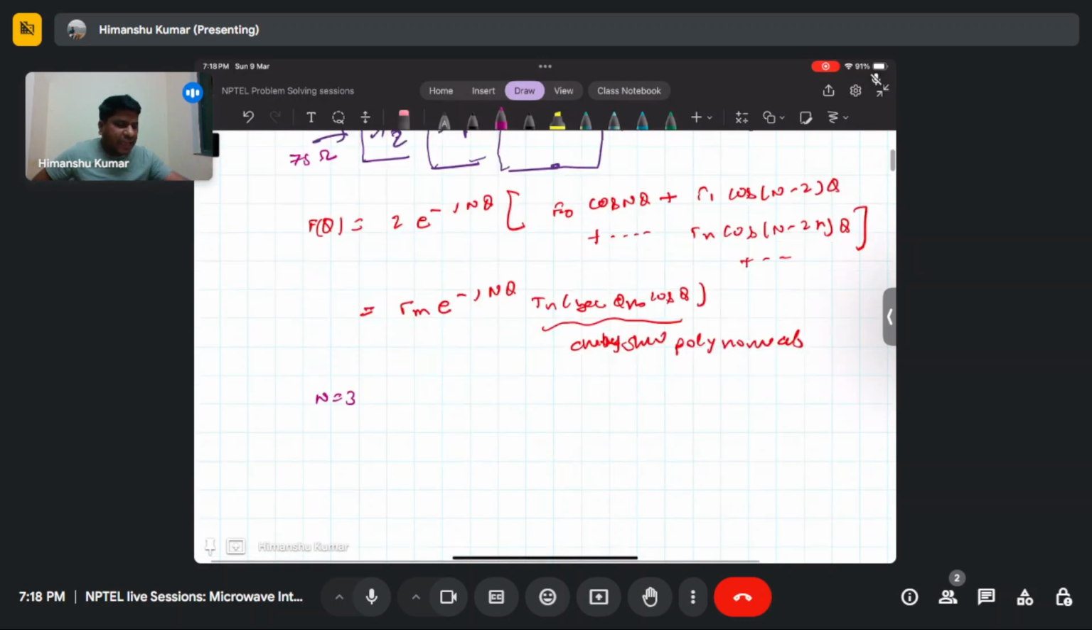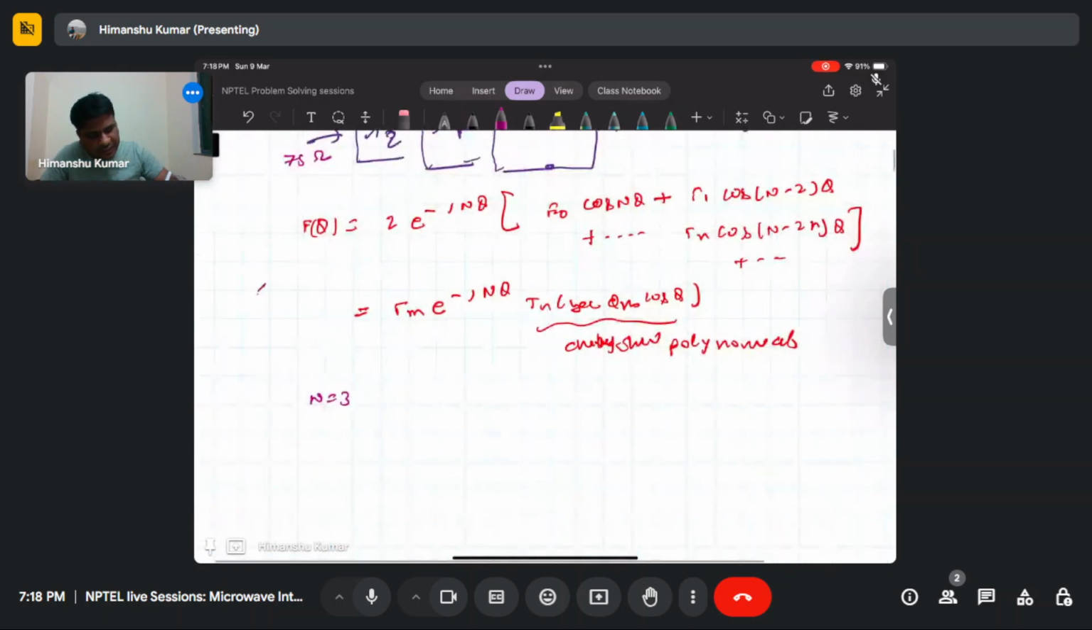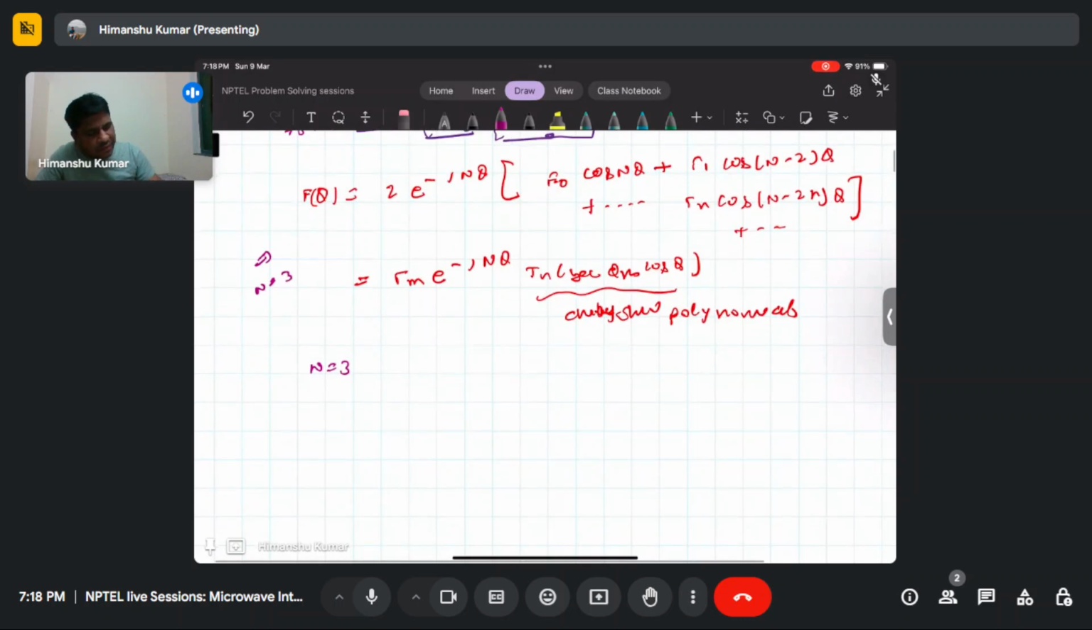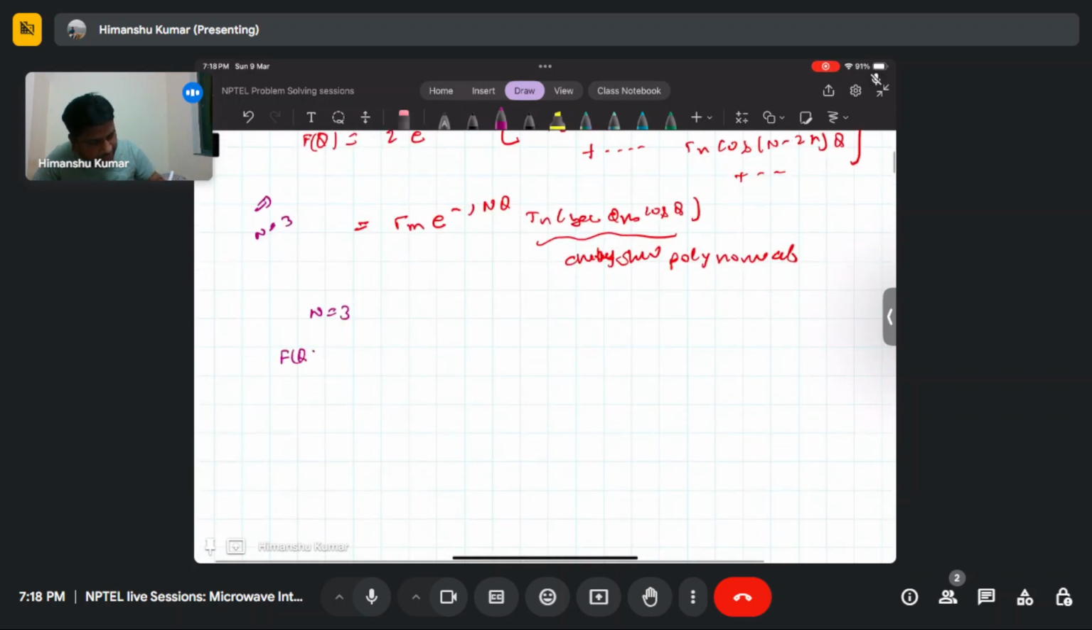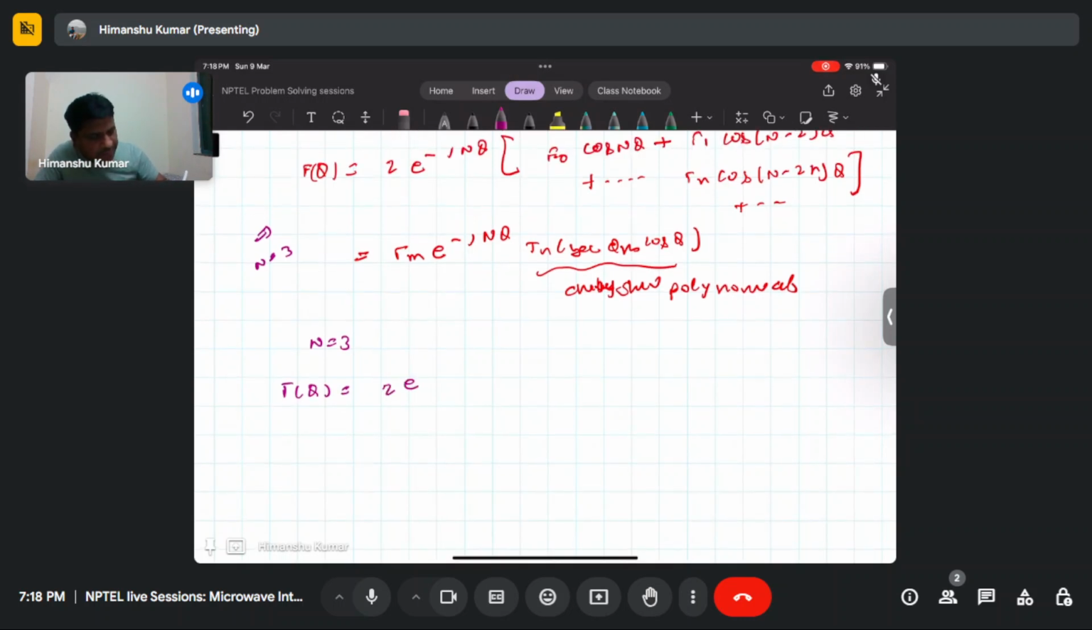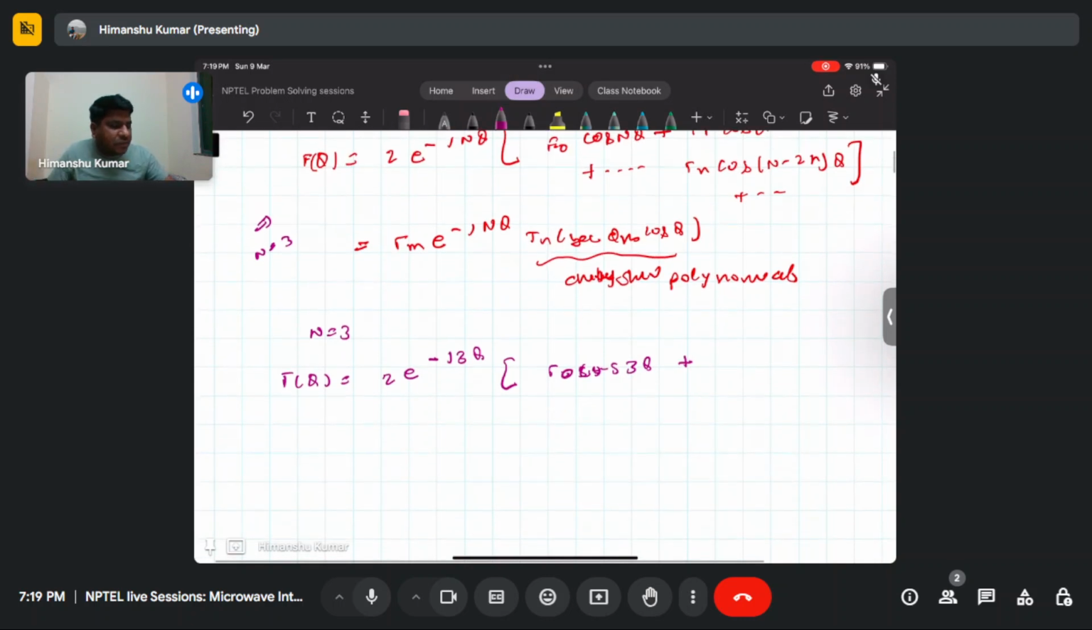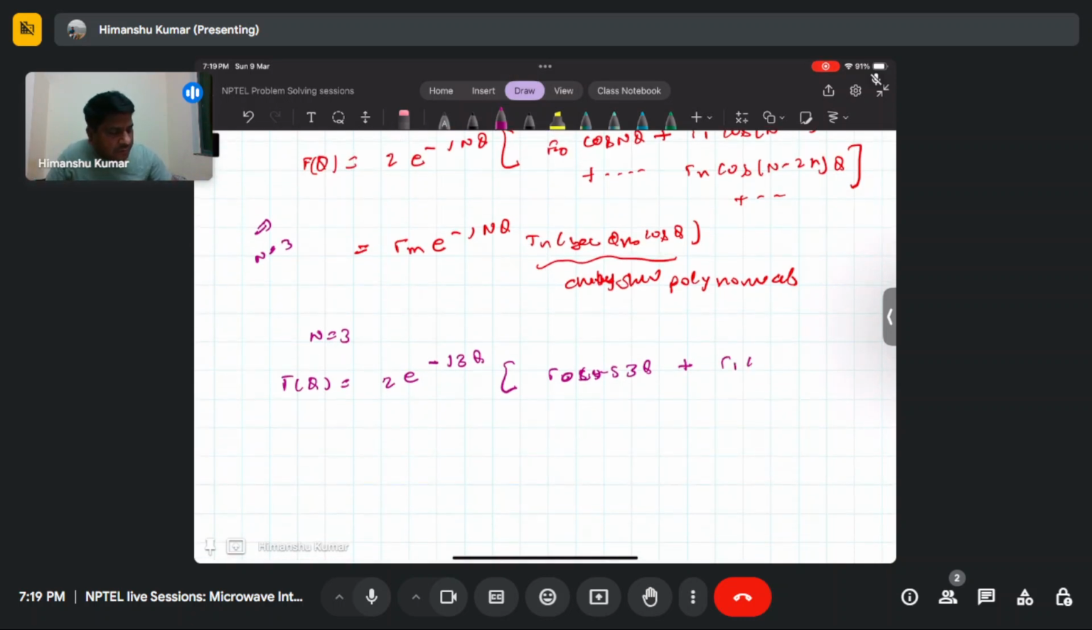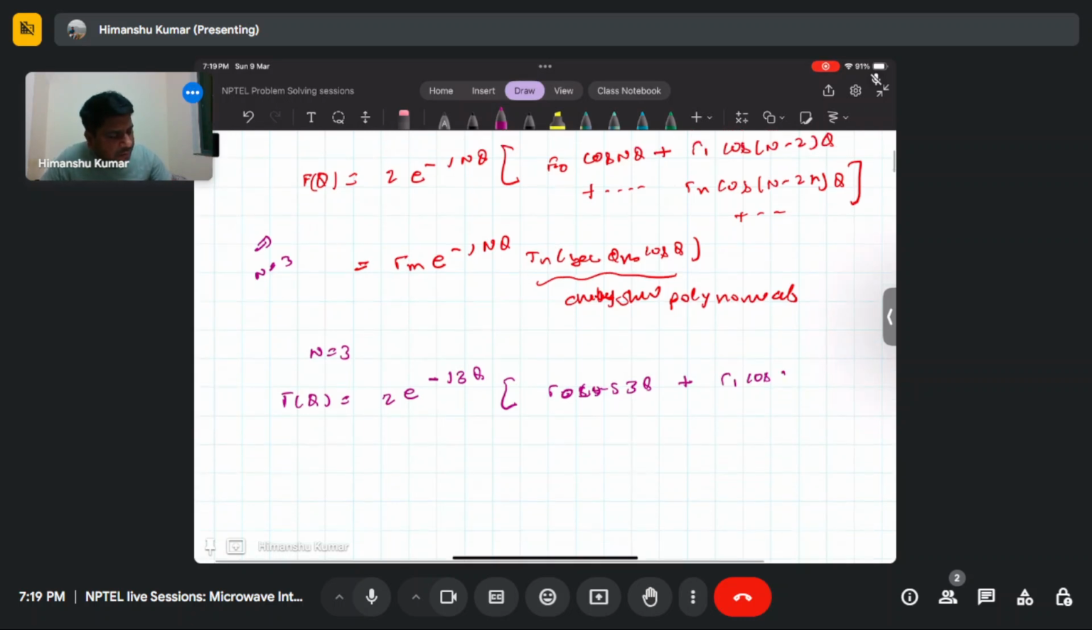For n equals 3, we will put n equals 3 in this equation. Then gamma of theta will become 2 times exponential of minus j3 theta times gamma naught cos of 3 theta plus, with 3 minus 2, gamma 1 cos of 2 theta, so this will become cos of theta, right?